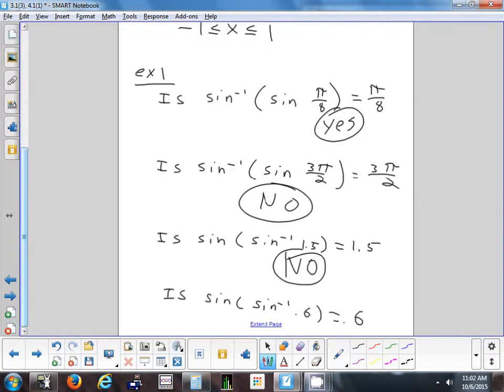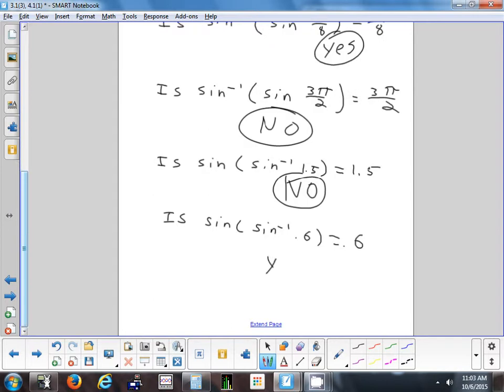Okay, and the last one, same type, inverse on the inside, 0.6. Would that work? Yes. What do we have to be between? Negative 1 and 1. 0.6 is a little bit less than 1. So yes, that would work fine.